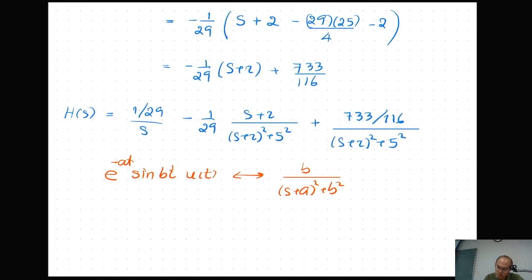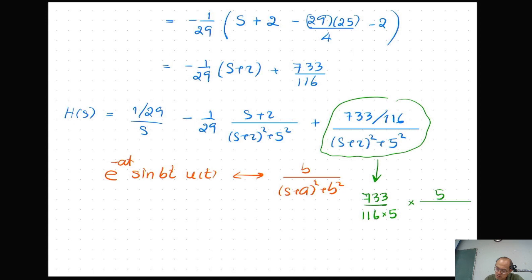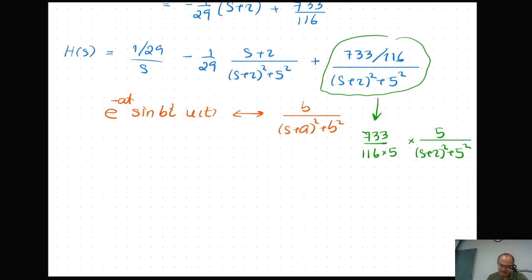So here, the last term, I can rewrite it as 733 divided by 116 times 5, and times 5 over S plus 2 squared plus 5 squared. Okay, and now we see that they are the same, except for this constant, multiplying constant. So once again, we have all the ingredients to take the inverse Laplace transform.